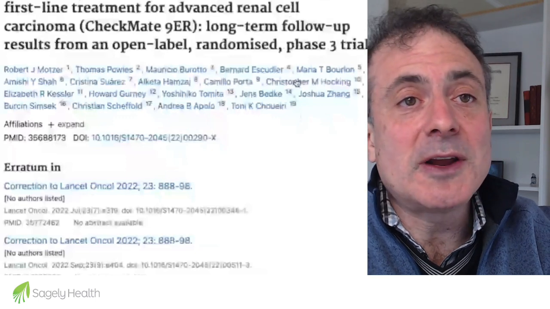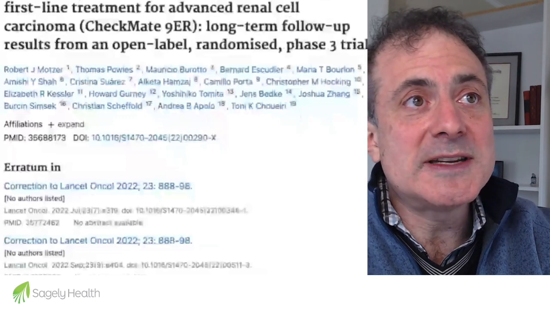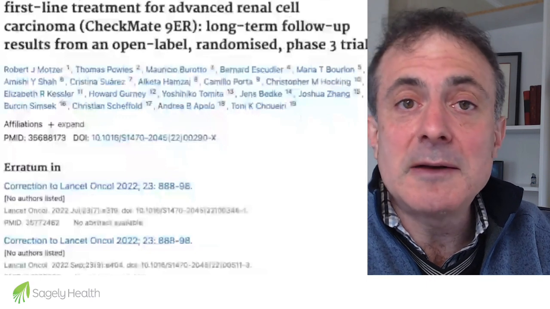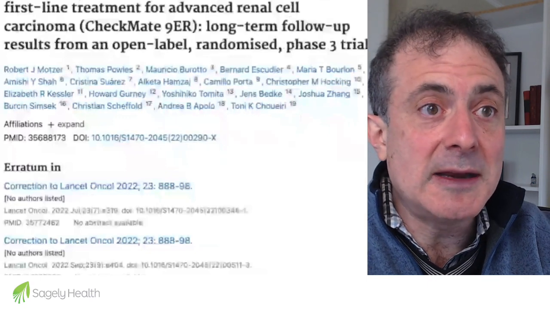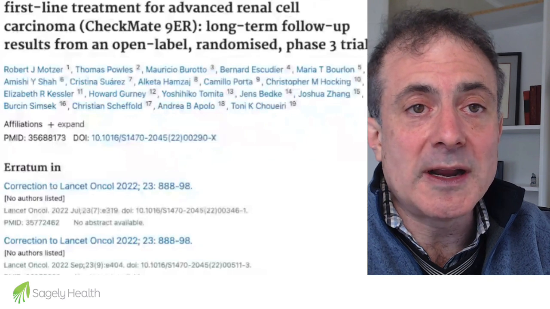That being said, we can also take a look to see what does it look like for the other side, that new therapy that's being tested. Again, there's literature for it, and we can take a look at that as well. Let me just ask if you have any questions on this before I jump into the Ipi-Nivo combination.